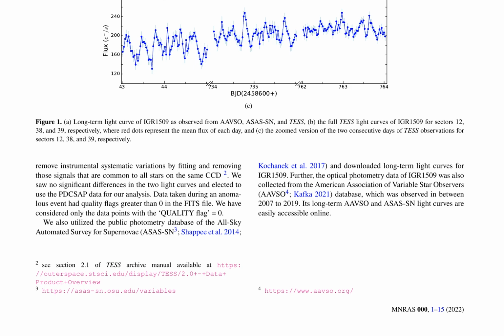In addition to TESS data, long-term light curves from the ASAS-SN and AAVSO databases were collected, covering observations between 2007 and 2019. The combination of these datasets provides a comprehensive understanding of IGR J15094-6649's long-term variability. Analyzing this variability is crucial for understanding the accretion mechanisms and system geometry, contributing to the ongoing study of X-ray binaries and their variability.